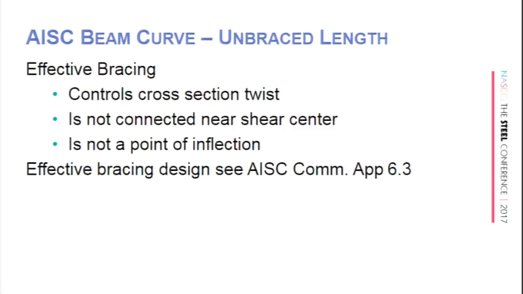Effective bracing is going to control the twist of the cross section. It's not going to be connected near the shear center of the shape either, right? Because if I connect just a single brace at the shear center, am I controlling twist? No, I'm not providing any restraining moment to control twist in the cross section. And here's a big one as well: it's not a point of inflection. Growing up around engineers, sometimes they would think, if I have reverse curvature in my beam or girder, then I can take those points of inflection as brace points. But the key there is, am I controlling twist at that point? No, we're not. So do not consider points of inflection brace points.